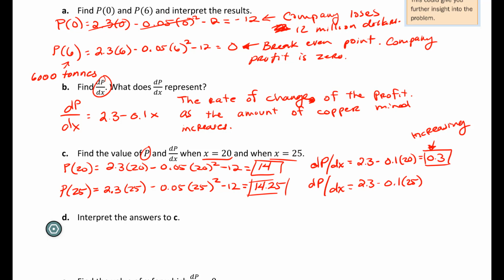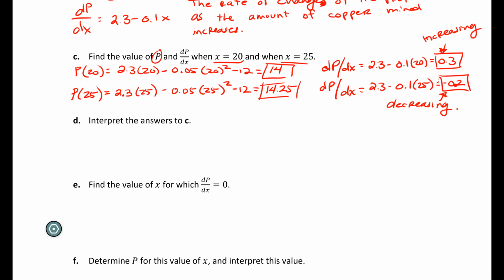25,000 tons. Well, here, 0.1 times 25 is going to give us 2.5, so 2.3 minus 2.5 gives us negative 0.2. And so notice how this is different. Now we have a negative rate of change. If our function has a negative rate of change, that means that the profit is decreasing. So that's where we have to interpret these answers that we got in part C.